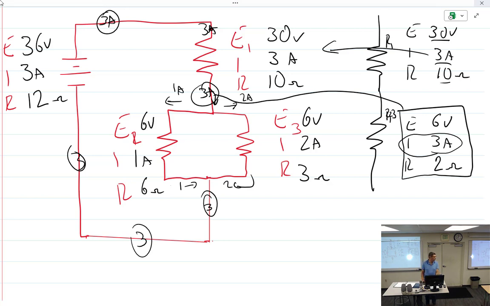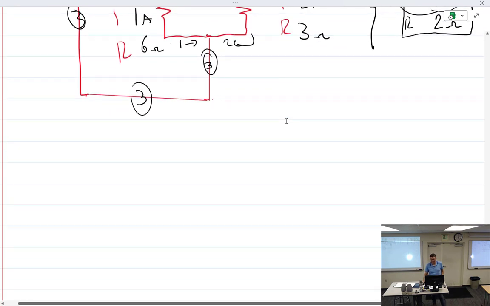Cool? Wait, how come both of those have 6 volts? Because that's the input. It's a parallel circuit. It's like this. They each get 6 volts. Let me redraw it right here. In a parallel circuit, the voltage stays constant.